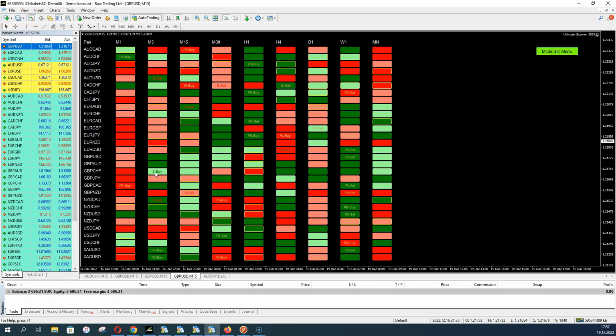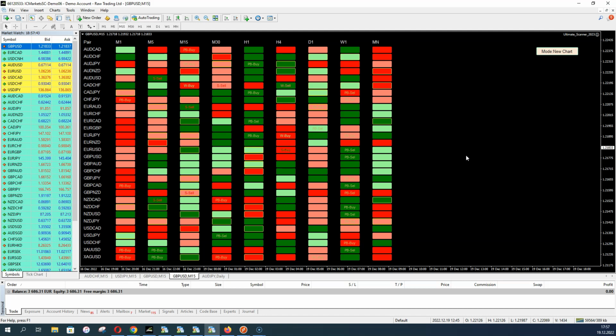Like here or here. And then don't forget again to click here on the mode button, and then all these alerts are active. But of course you need to have this chart open. Don't close this chart, because if you close the Ultimate Scanner you will not get alerts, of course, because then the scanner is shut down. If you work with these alerts, this chart has to be open. The Ultimate Scanner must run. You can't close it. If you close it, all the alerts are deleted.